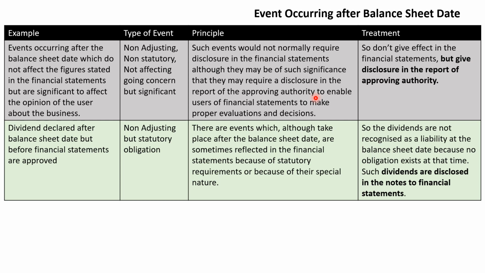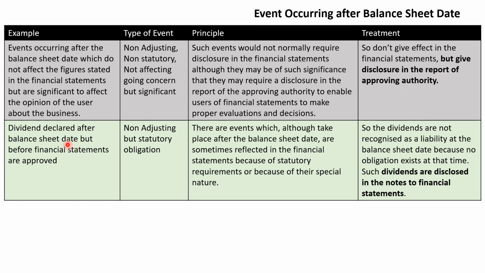P&L account will still show depreciation on 10 plant and machinery. No effect of loss by fire in the P&L account or in the balance sheet. No note to the P&L account, no note to the balance sheet. But in the director's report, you will make a note about the same, a disclosure that one of the factories was destroyed by fire. So don't give effect in the financial statements, but give disclosure in the report of the approving authority. This is a very important thing which will have to be kept by you in mind when you are answering theory questions.